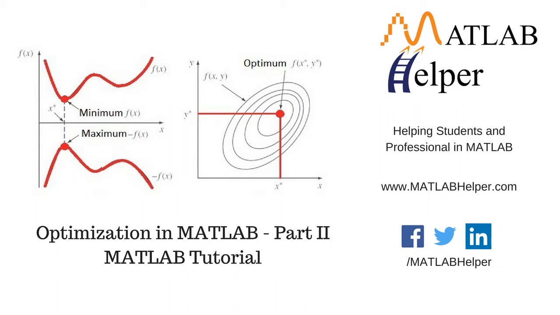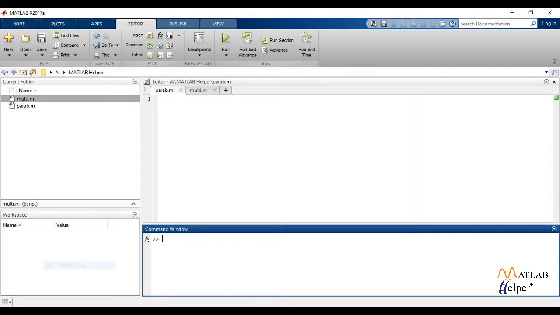In the previous tutorial we started discussion about optimization, and in particular we talked about golden section search method of one-dimensional optimization. Now moving further, we will first discuss parabolic interpolation method of one-dimensional optimization, and later we will discuss multi-dimensional optimization.